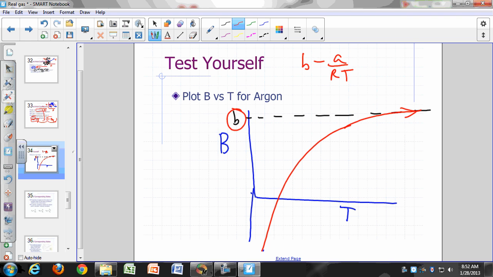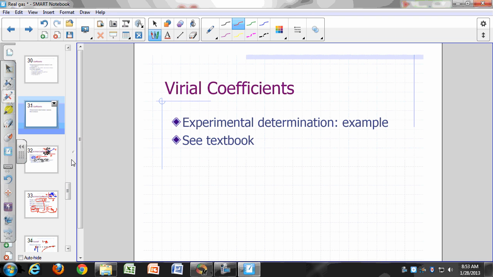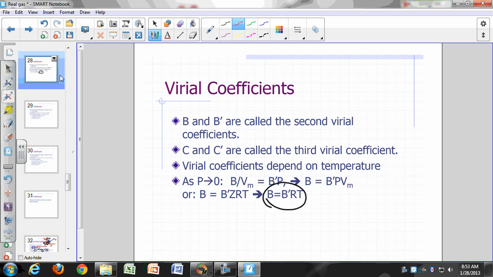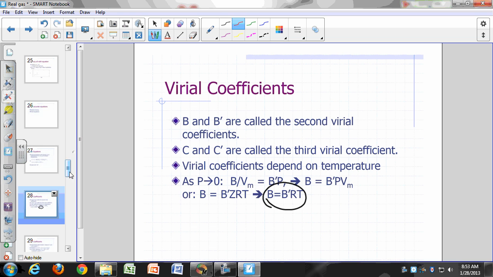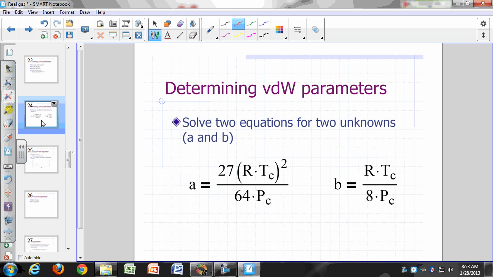Where would you find this? You look up a table of van der Waals parameters. There should be one in your textbook. And you should also be able to calculate that from the critical point data. Remember, how do you calculate the van der Waals parameters from critical point data? Earlier slides. Right here. So from your critical temperature and critical pressure, you can calculate the van der Waals parameter a and the van der Waals parameter b.